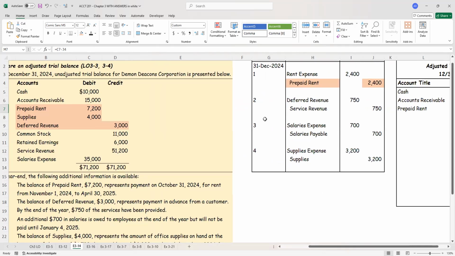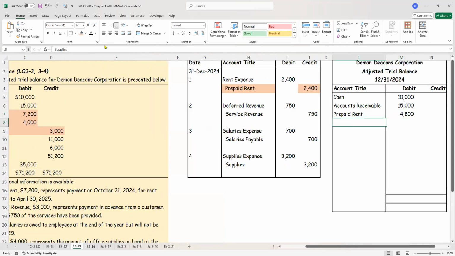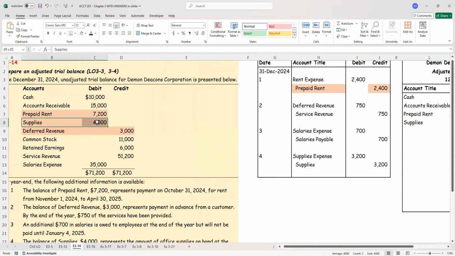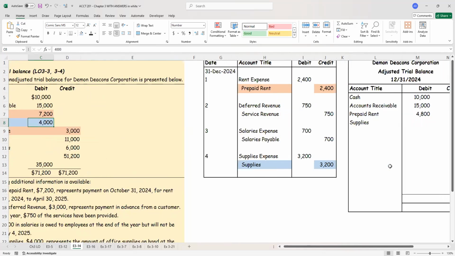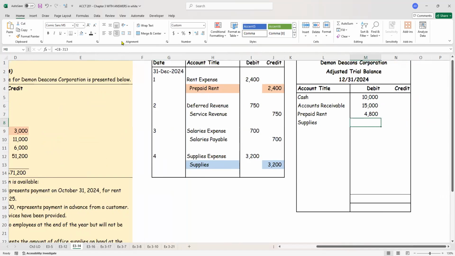The next account name I had was supplies. Let me put this in a different color so we can look at it again. Supplies. Supplies was credited $3,200. I had supplies of 4,000. Supplies is credited 3,200. So how much am I left with in supplies? What I'm left with is $800.